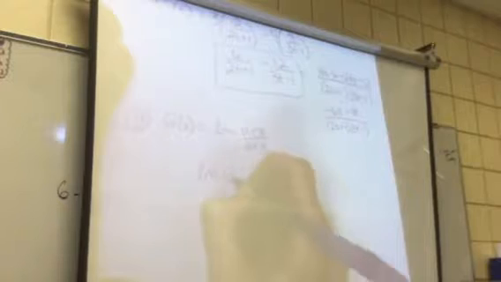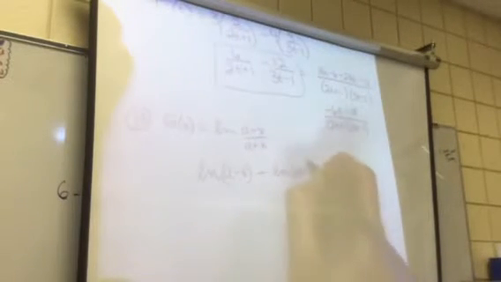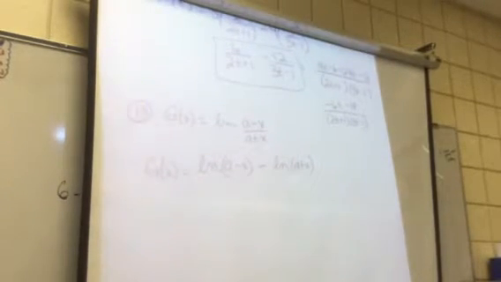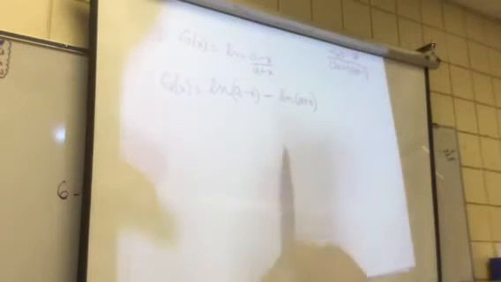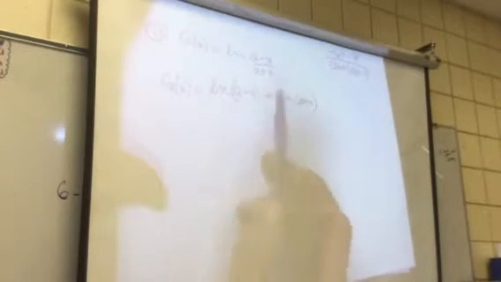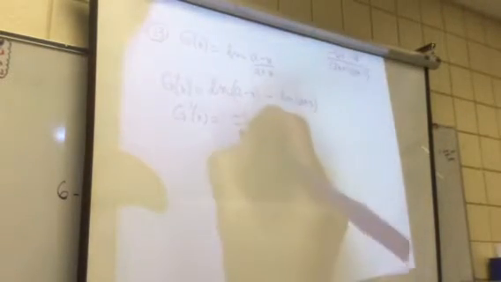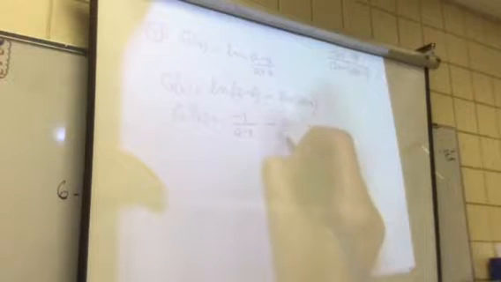So we would change this into ln of a minus x, minus ln of a plus x. Now when we take the derivatives, it's going to be a whole lot easier to differentiate. What is the derivative of a minus x? Negative 1, and then over that same u value, which is a minus x. Minus 1 over a plus x.